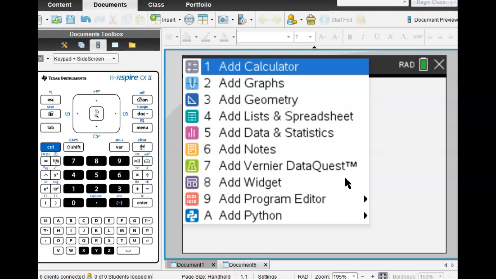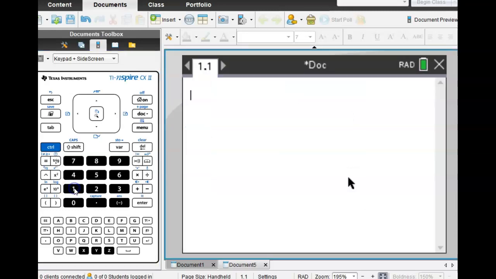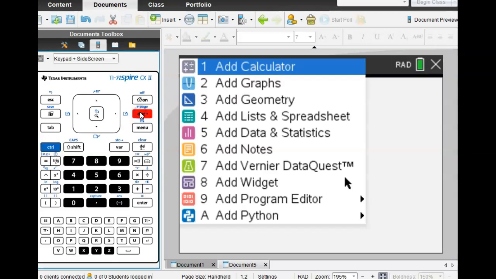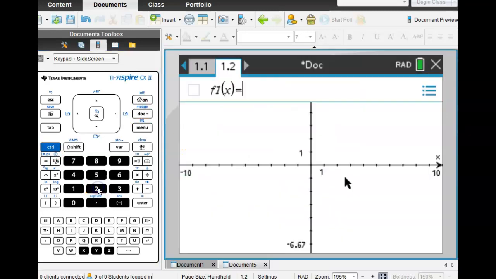All right, so the first thing we're going to do is add a calculator. So we're all here now? Okay, we're going to click 1. Then we also want to add a graph. So here's this blue control key right here. And then there's the doc key right here. Above it in blue, it says plus page. So we're going to do control docs, because that means add a page. And we want to add a graph. So we click 2 to add a graph, and we should be here.